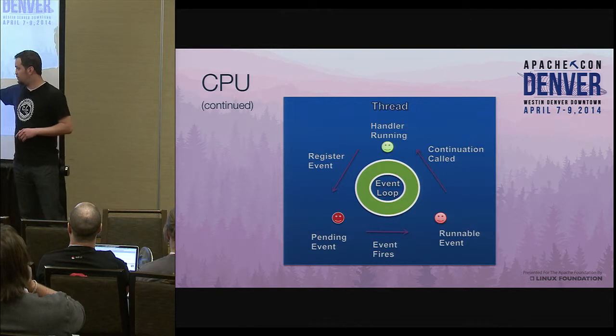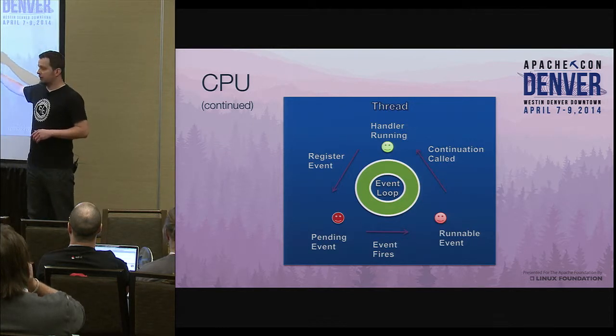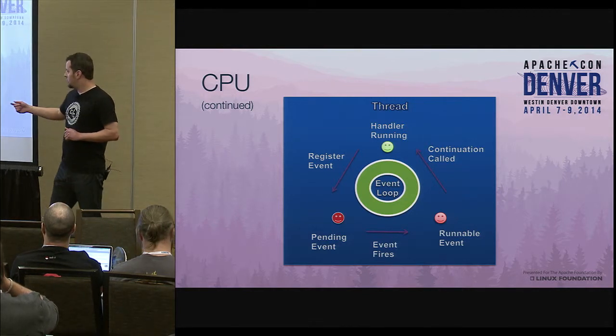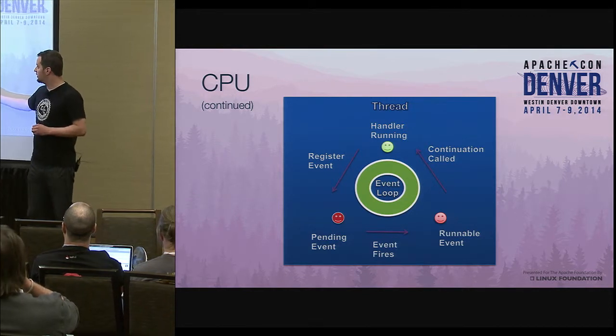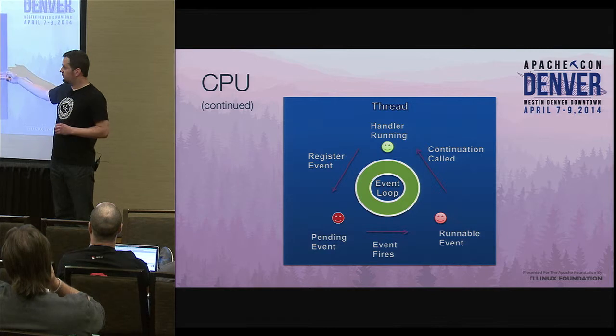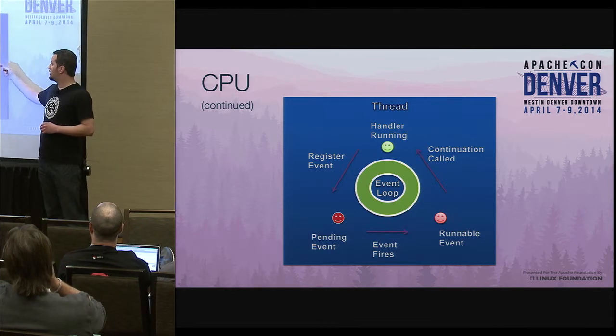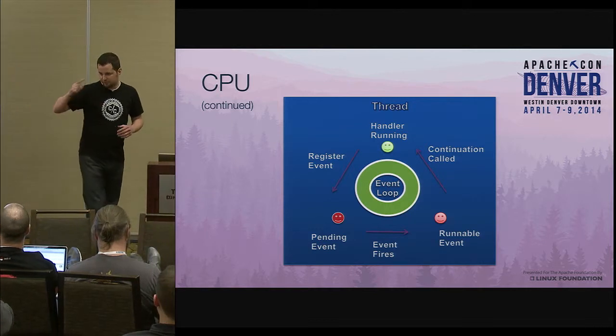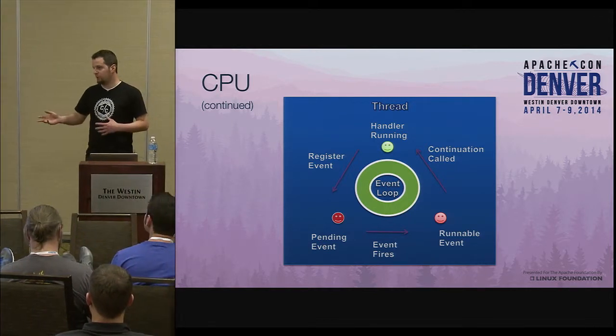While this is sitting in the pending event queue, other continuations can run. So basically, continuations are interleaved. And then the event fires, and then it's runnable. And so when there's a CPU to run it on, a thread to run it on, that continuation is called, and it runs the event handler again. And it basically repeats over and over, going through a state machine.